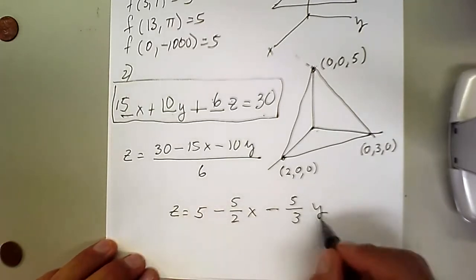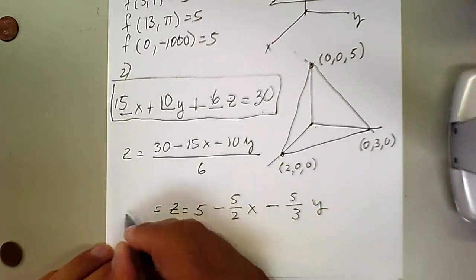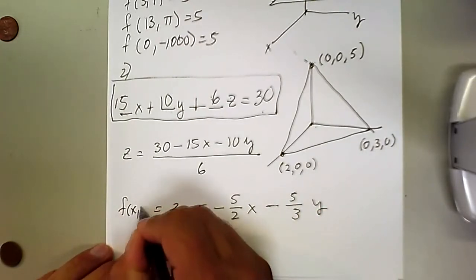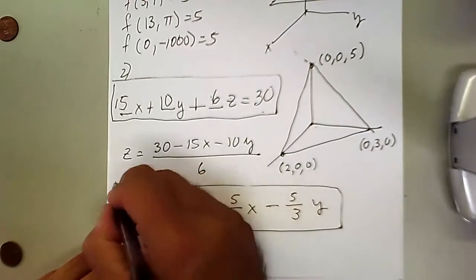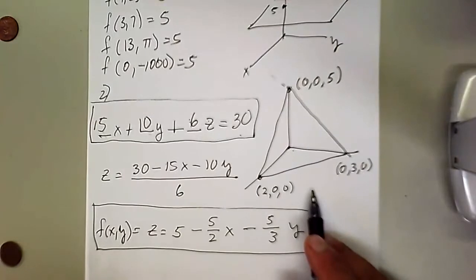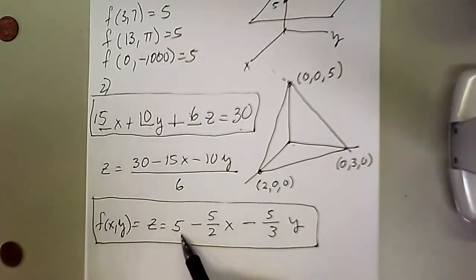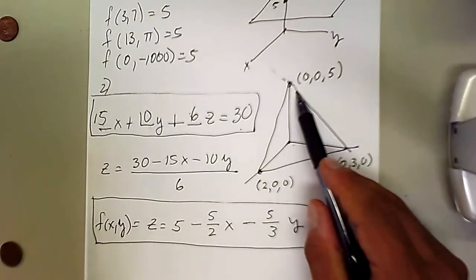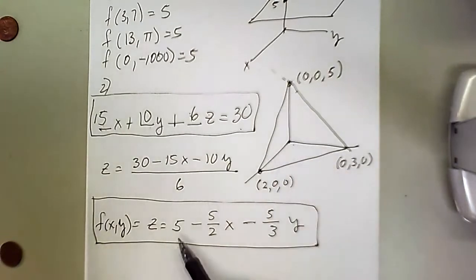So if z is written this way, we have exactly the same plane, but now we can think of this as f of x, y. So this is the function, the equation of the plane that goes through those 3 different points. So 5 is the z-intercept. Remember when we have a straight line in 2D, we have the y-intercept. Well, this is the z-intercept.